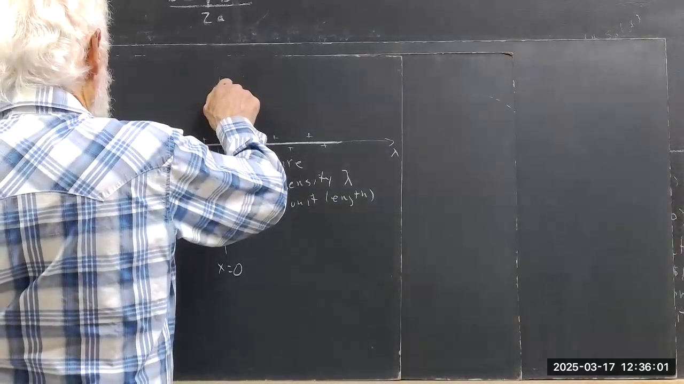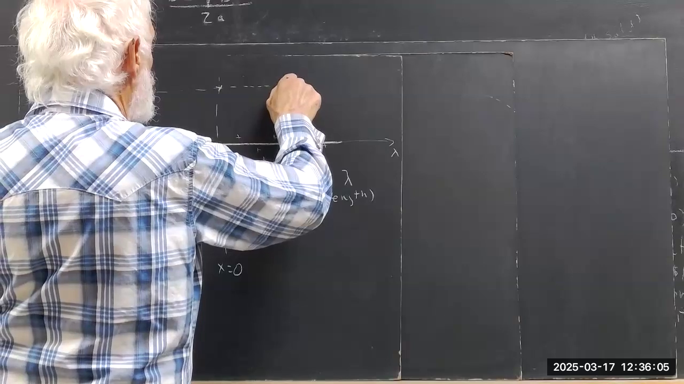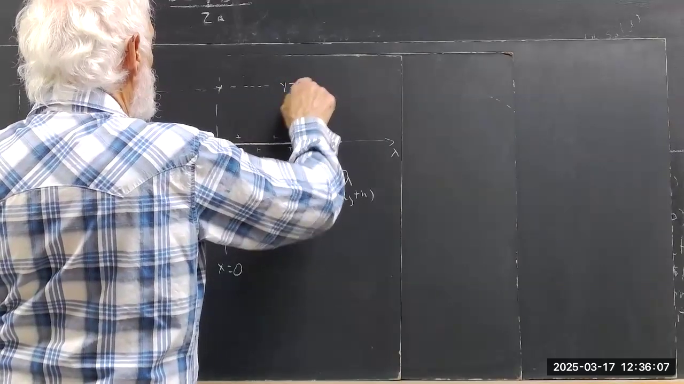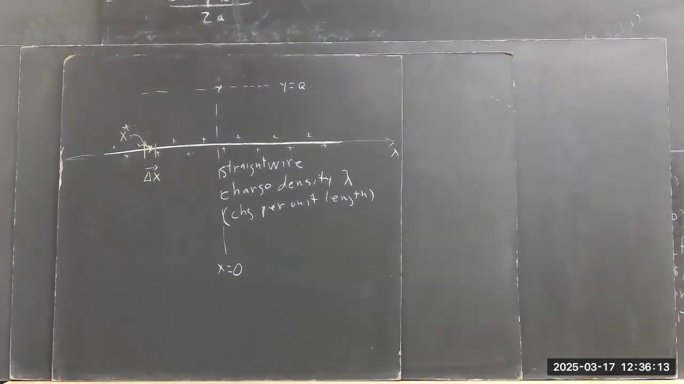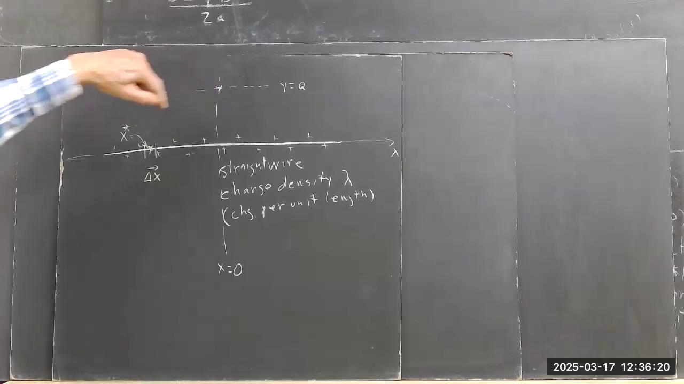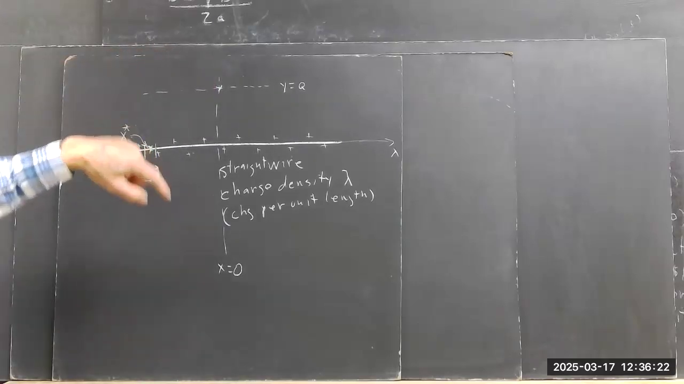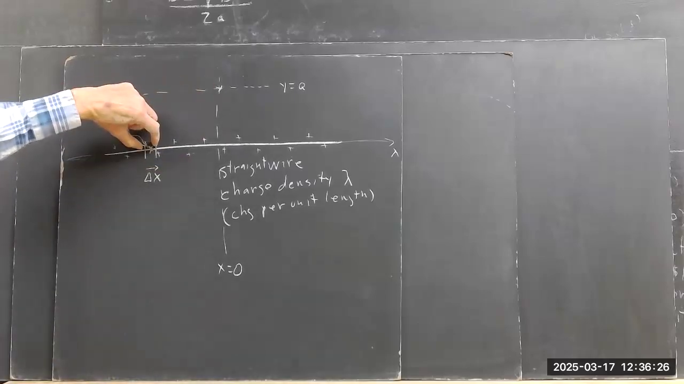I have a point here, y equals a. So I want to figure out what the electric field is at this point due to the charge in delta x. What's the electric field at this point due to this charge?